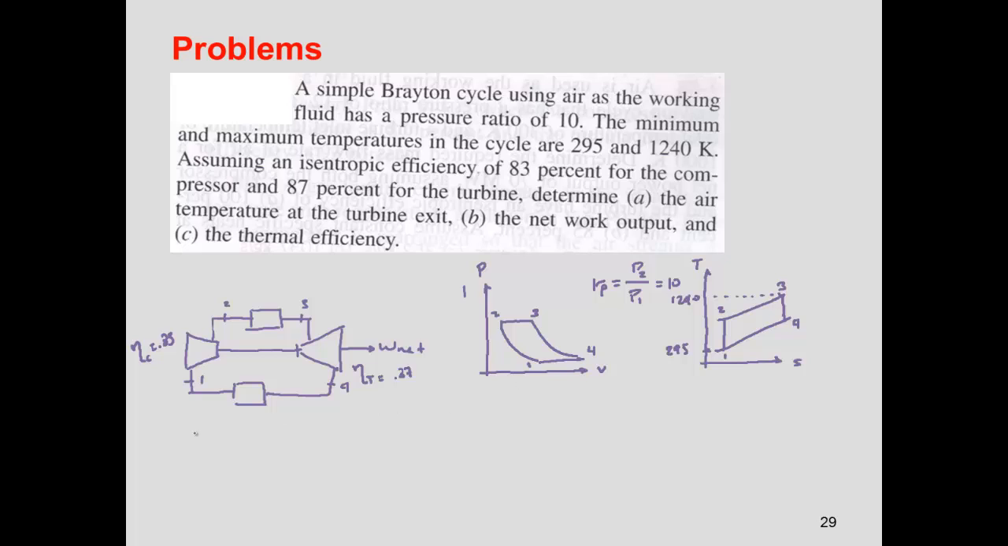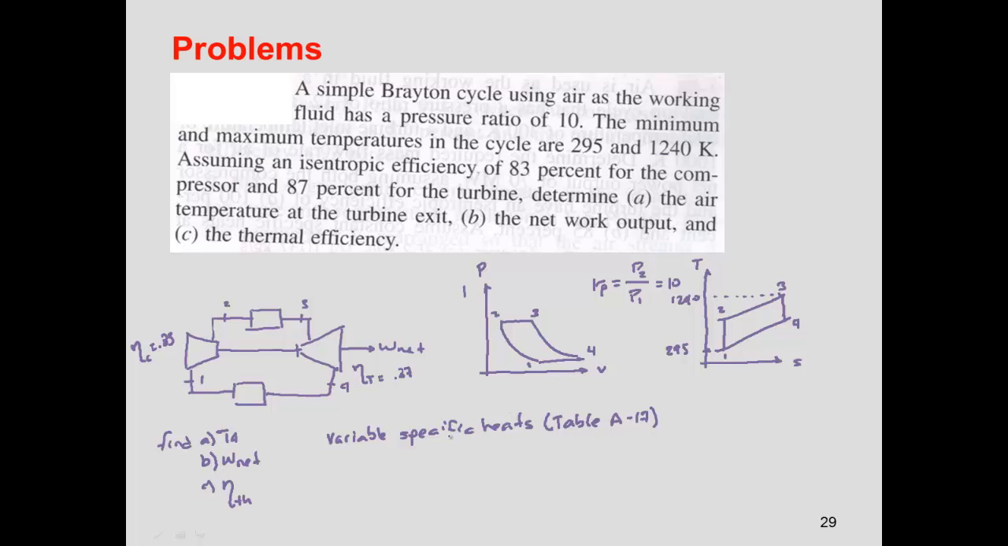We are asked to find the temperature of the air at the exit of the turbine, so that will be T4, the net work, and the thermal efficiency of the cycle. We're not being told what to use, so we're going to use variable specific heats. That means table A17.